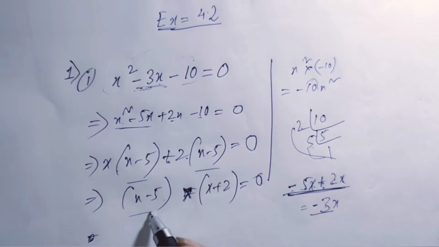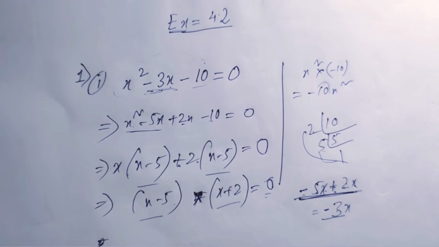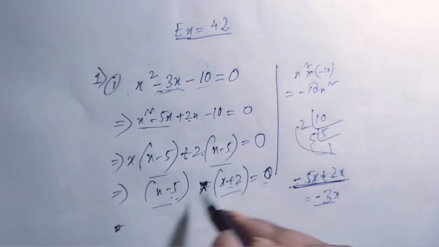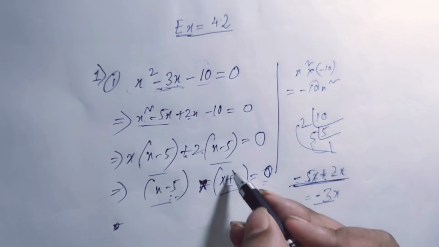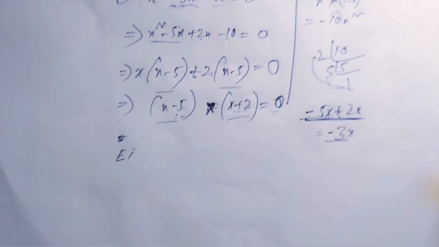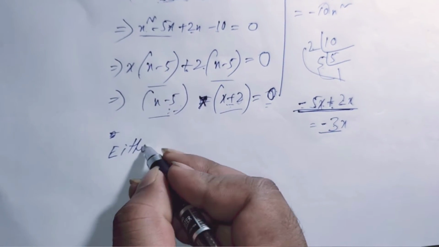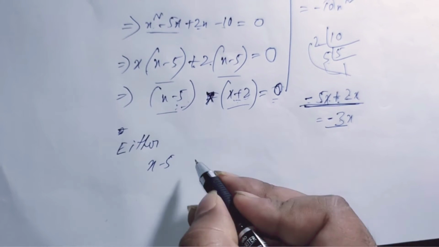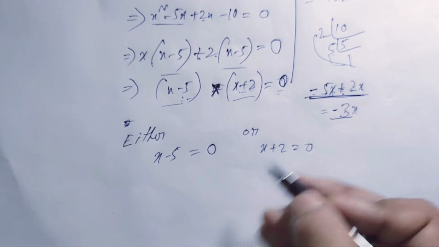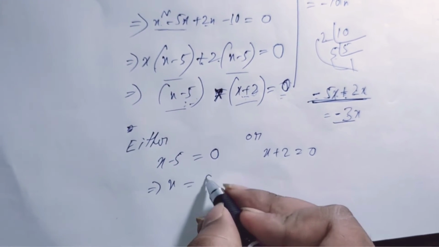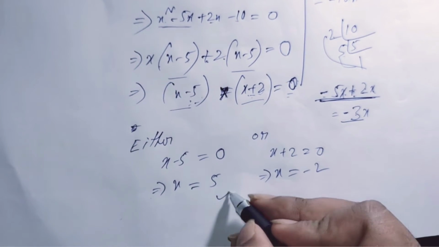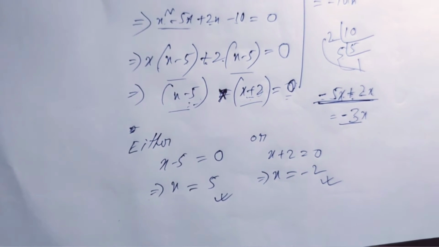Now we will write either this equal to 0 or this equal to 0, because if the product of any two numbers is 0, then of course either of the two numbers needs to be 0. So either x minus 5 equals 0, or x plus 2 equals 0. So here we get x equals 5, and here x equals plus 2 goes to that side, then it becomes minus 2. So the value of x is either 5 or minus 2.